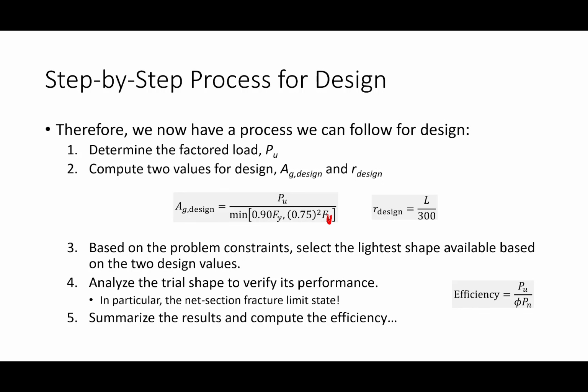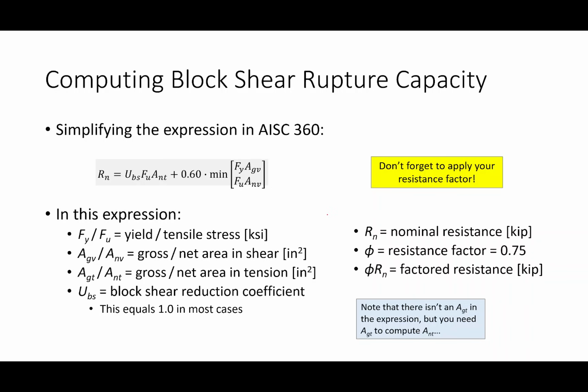Now, whenever we select a section, based on constraints, what we're going to do is select the lightest shape that we can. But whenever we select that section, we usually do need to analyze it, simply because it's kind of hard to estimate U, and it's kind of hard to estimate the thickness in the design phase. When it's all said and done, compute your efficiency and summarize your results to ensure that that is in fact the lightest shape.